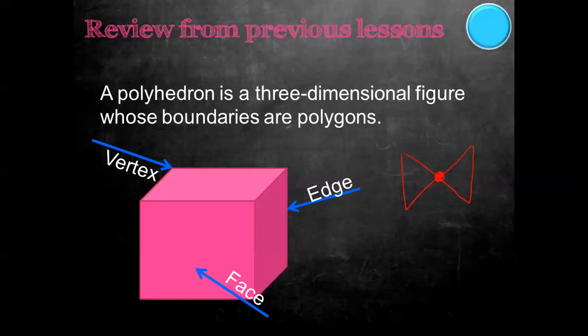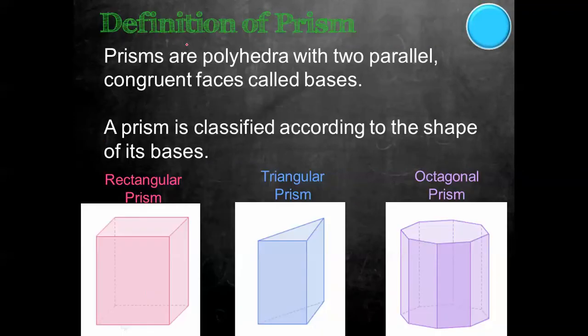Remember, the vertices are where the points meet. The faces are the actual polygons that mark the boundaries, and the edges are the lines that make up the faces. So, the definition of a prism: prisms are polyhedra, and polyhedra is just the plural of polyhedron. So we could also say a prism is a polyhedron with two parallel congruent faces called bases.